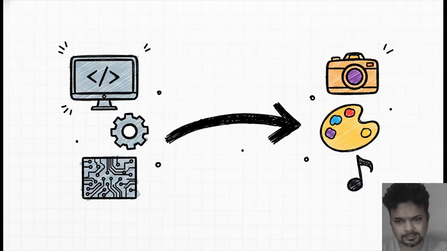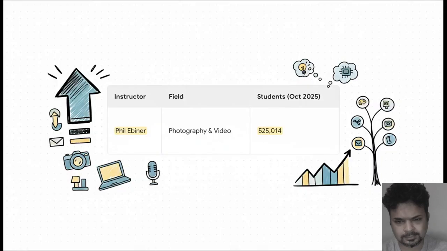But hey, like we said, it's not all about tech. Let's do a total 180 and pivot from IT over to the creative arts, because you'll find a totally different but just as amazing kind of success story over there. And this is the perfect example. Look at Phil Ebner. He's built this huge community. We're talking over 500,000 students, all wanting to learn about photography and video. It just proves that passion-based learning can operate on a massive scale.